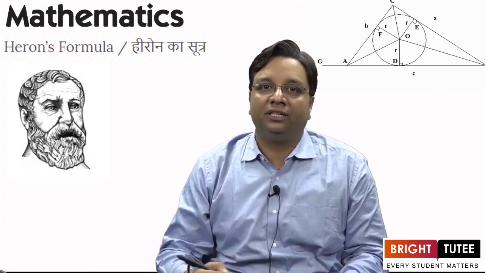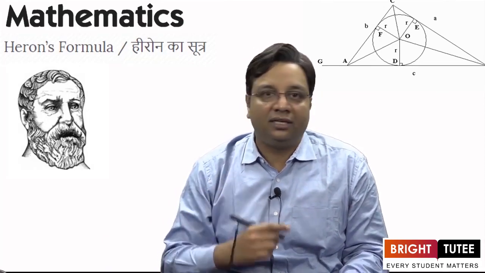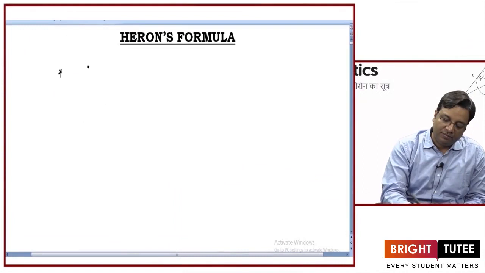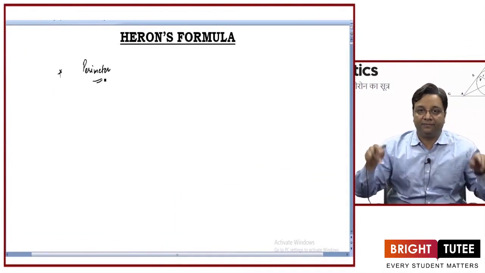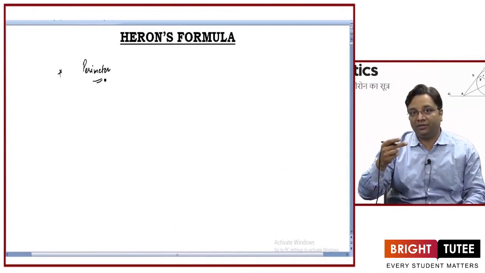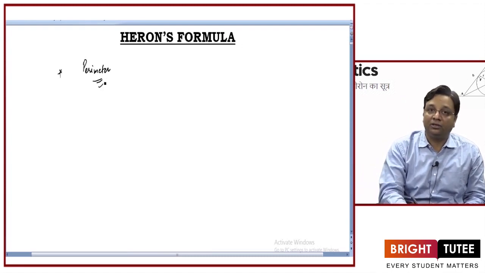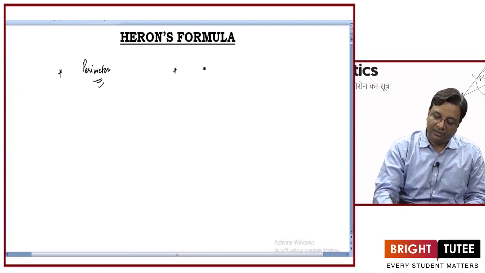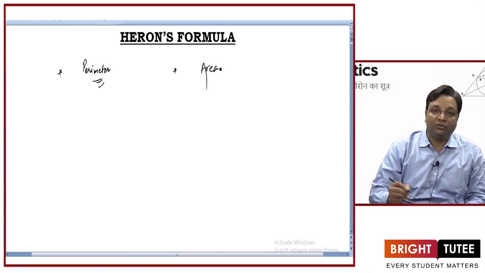Let us first of all revisit the concepts that you have learnt in junior classes. So, what do you know about perimeter? Perimeter is the boundary of a geometrical figure, whether it is a polygon or a circle or anything else, and then we calculated areas of various figures.